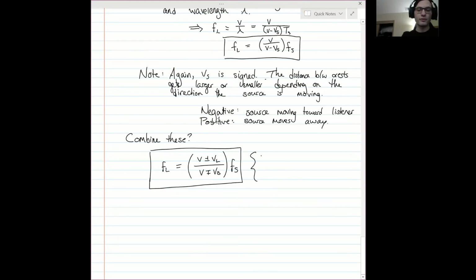For each of the signs, you choose the top sign for moving towards, and we use the bottom sign for moving away.